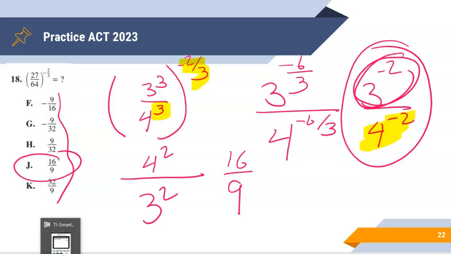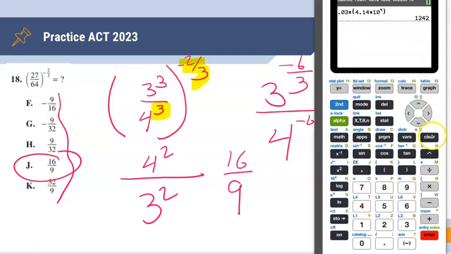Now you can also do this on the calculator. So again, alpha y equals, choose the first one for the fractions, and I'm going to type in 27/64. And then I'm going to raise this to the negative 2/3. So negative, and again it's alpha y equals, choose the fraction, negative 2/3. There's our answer. Just typing it in, not too big a deal. Okay, that was number 18.